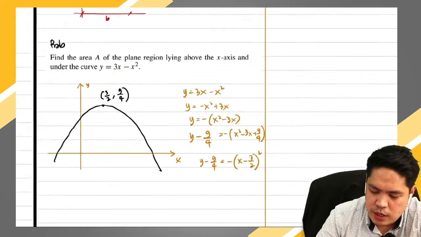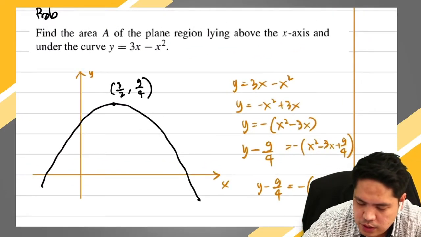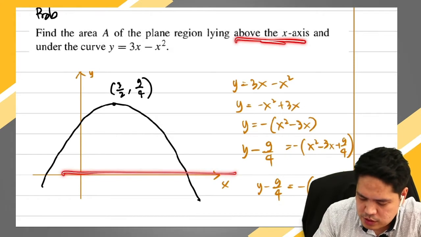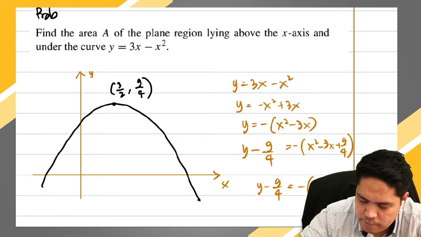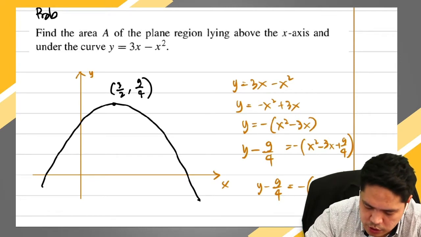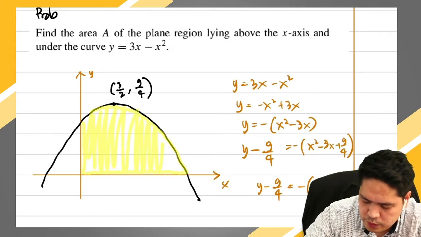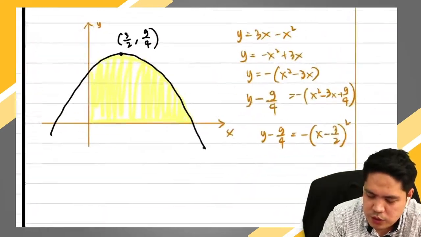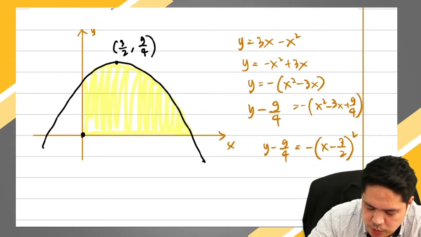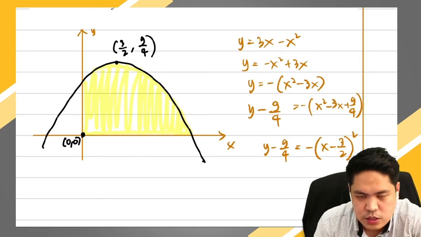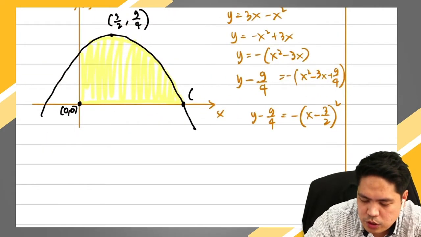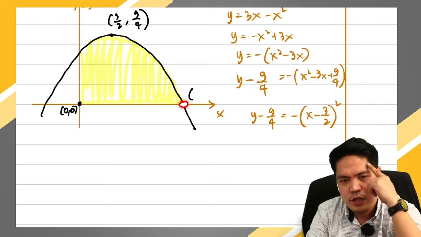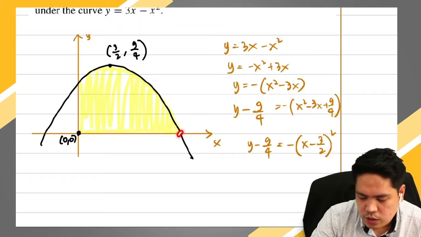And what we are trying to find here is the area above the x-axis, under the curve. So that means this area. Let me use my highlighter. This area here. So therefore, our boundary here is from this point. Remember that this is 0, 0, the origin, to this point. What would be this point? How do we get the coordinate of this point? Anyone?